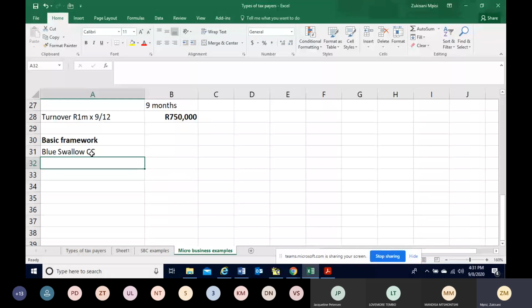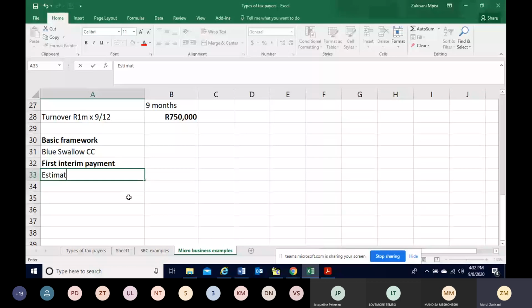So in this case, you are informed you do not need to apply the definition. On 31st August 2019, it was estimated that the taxable turnover for the year will be 500,000. On the 29th of February 2020, the estimated taxable turnover amounted to 620,000. And you are asked to calculate the first and the second interim payments to be made by Blue Swallow CC. So we are asked to do a first interim payment as well as a second interim payment. So this is what we are given.